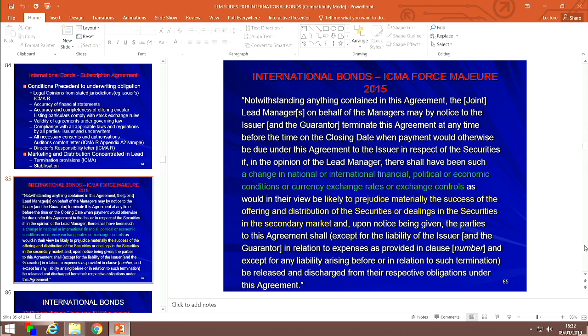But then you ask the next question, when was the last time this clause was actually triggered by a lead manager? Answer, never. Not even after the 2008 financial crash. Not even that massive 2006 tsunami, which destroyed half of South and Southeast Asia.